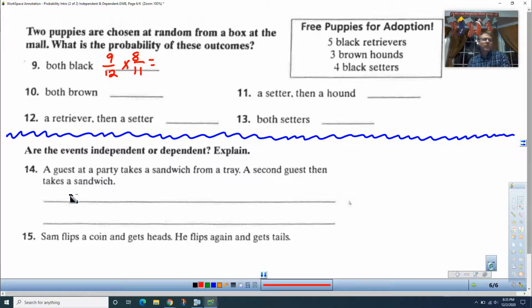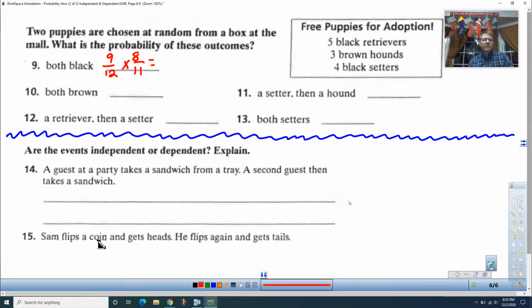All right, last thing here. We got 2 more little questions, and which of these are independent or dependent? And explain. Well, a guest at a party takes a sandwich from a tray. A second guest then takes a sandwich. Just going to ask you something: did the first guest put his sandwich back? I surely hope not. So I guess that would be without replacement, and we know what that all means. So you should finish that off.